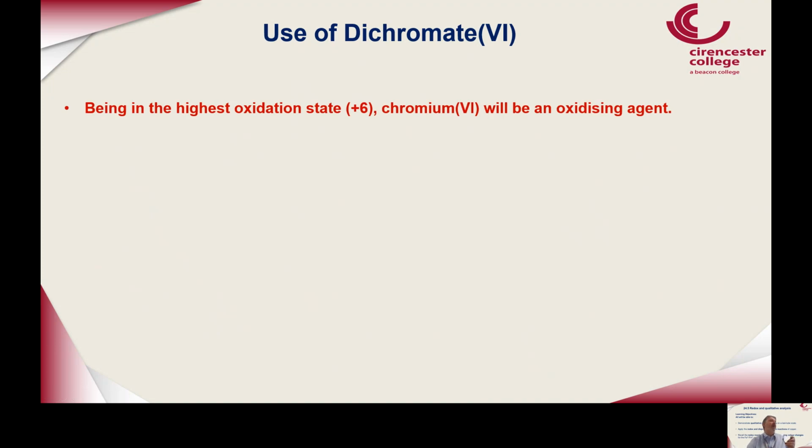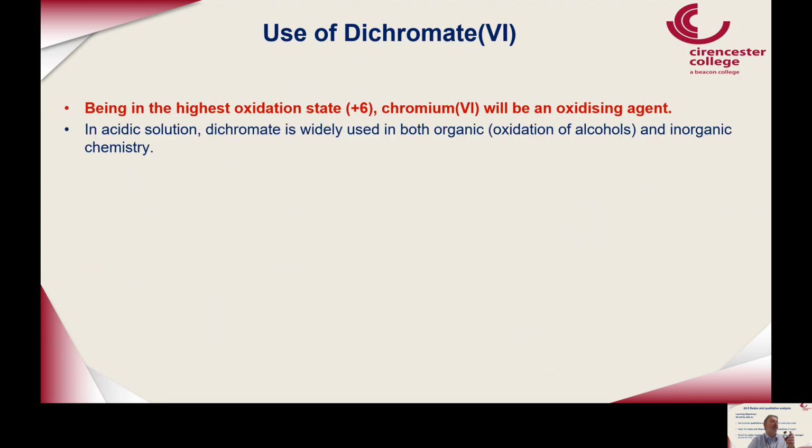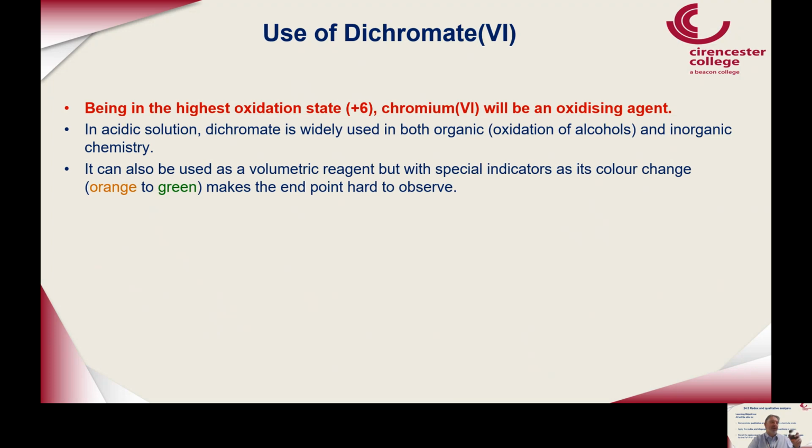So we can have a look at the standard reduction potentials, or redox potentials, to see this. Hang on, it's going to come up. Here we go. Chromium is in its highest oxidation state, +6, so this substance is going to be an oxidizing agent. We know that it's very widely used. We did it with alcohols and in inorganic chemistry. It's used for oxidation. It can be used in volumetric analysis, but with special indicators, as its color change makes the endpoint hard to observe. We're going from orange to green.